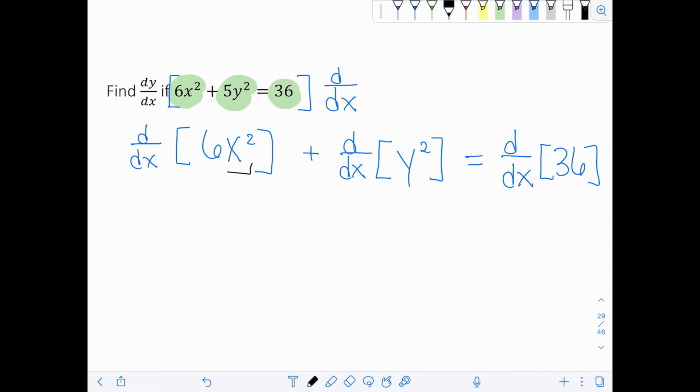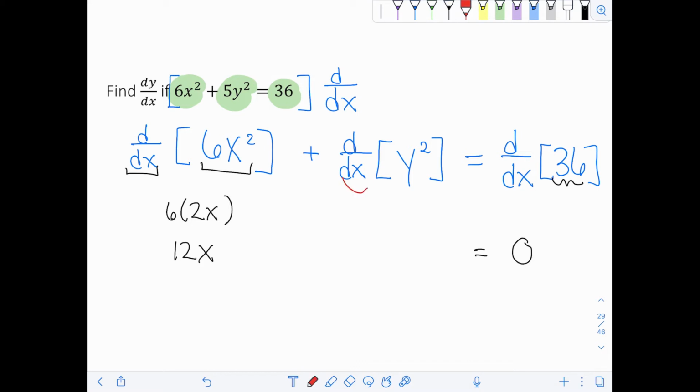So for the first one, we're dealing with the variable x, which matches here, so nothing new. We're just going to take the derivative of 6x squared. So that's going to be 6 times 2x, or 12x. I'm going to skip over the y for a second and just do the right side. So the derivative of 36, well, there's no variables here and nothing changes. Whenever you take the derivative of a constant, the answer is 0, so this is going to be 0.